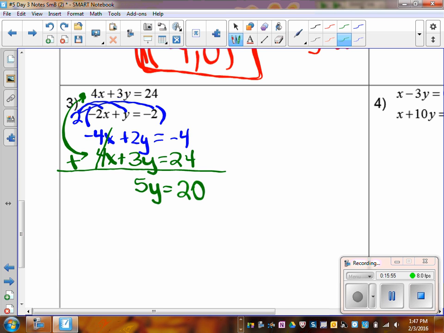Great, so now we solve for y. Let's divide by 5 on both sides. 5 divided by 5 is 1y, which is 4. And 20 divided by 5? So I have my y variable.